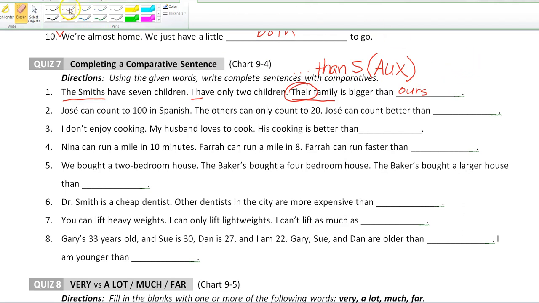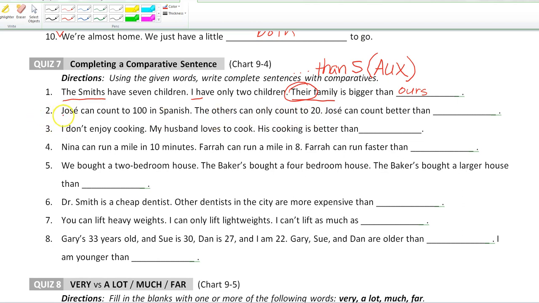So if you did it that way, there are several answers. Their family is bigger than our family is. Their family is bigger than our family. Their family is bigger than ours is. Their family is bigger than ours. Okay, now let's look at the second one. Jose can count to 100 in Spanish. The others can count only to 20.